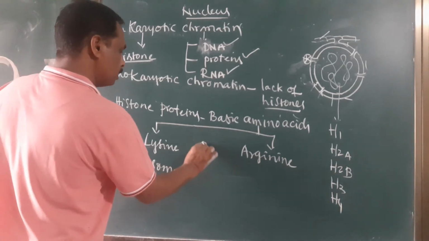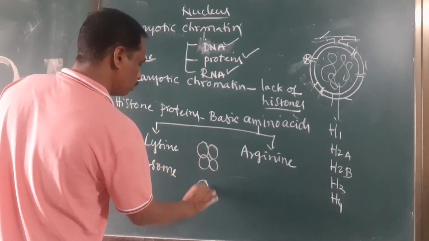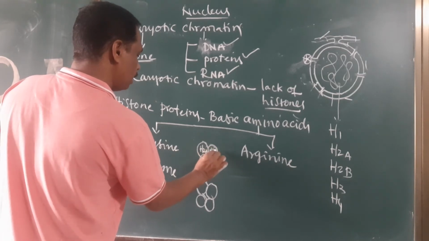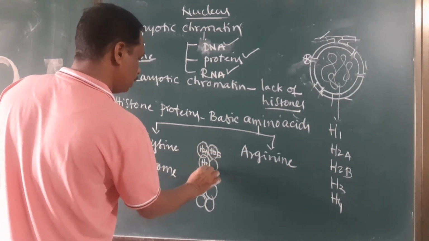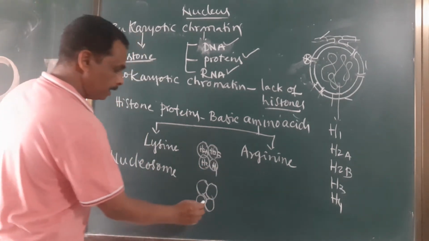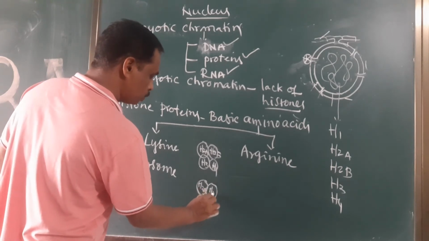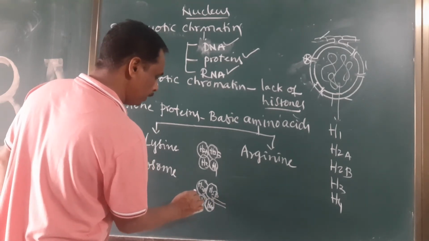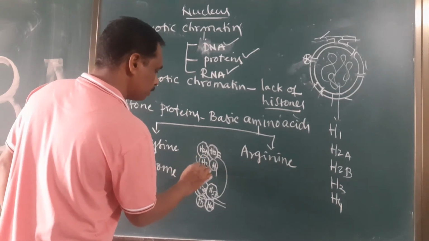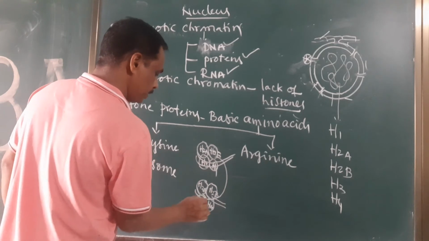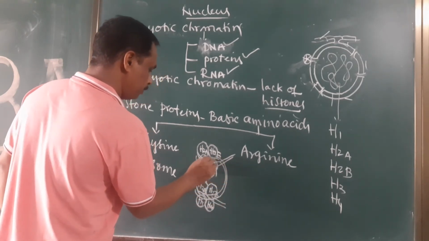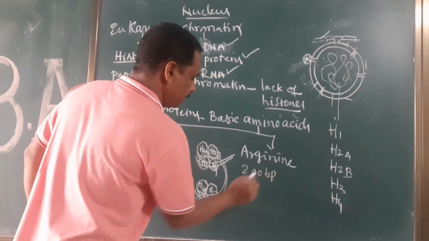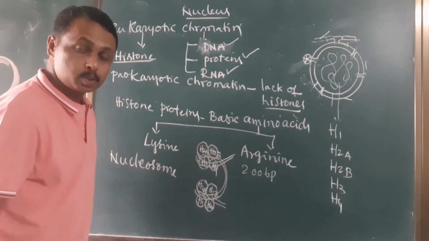What is the nucleosome structure? In this, there are 4 histone proteins present as a core, and under the core there are 4 more histone proteins present. H2A, H2B, H3, H4 are present as a core, and here also H2A, H2B, H3, H4 are present. So these core histone proteins are wrapped by DNA threads, DNA material. About 200 base pairs length of DNA is wrapped around each histone core twice.